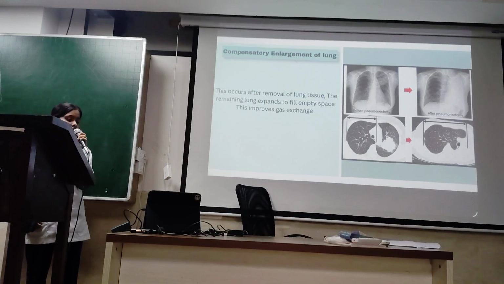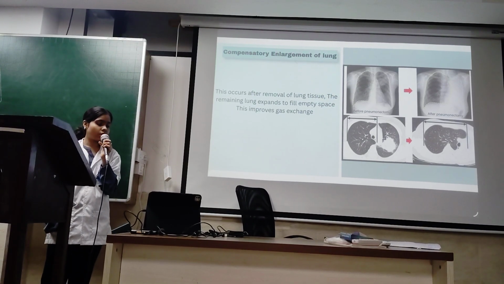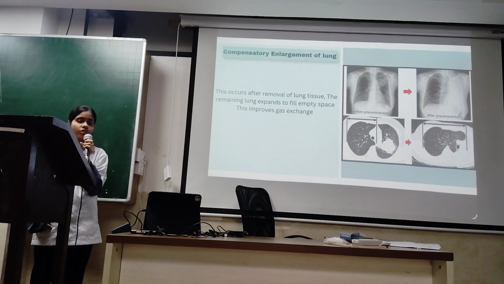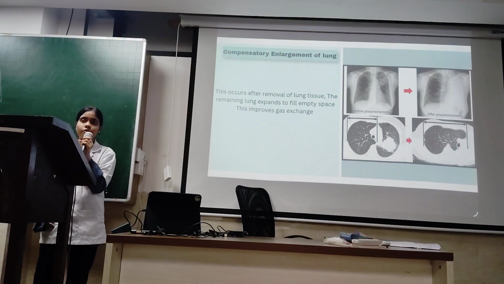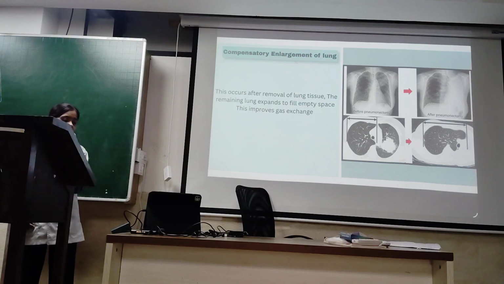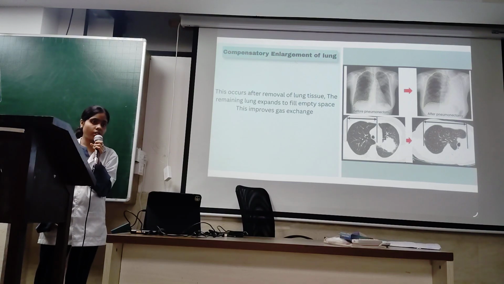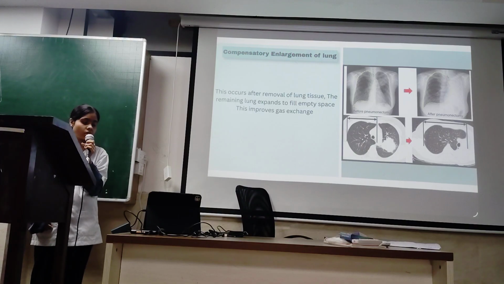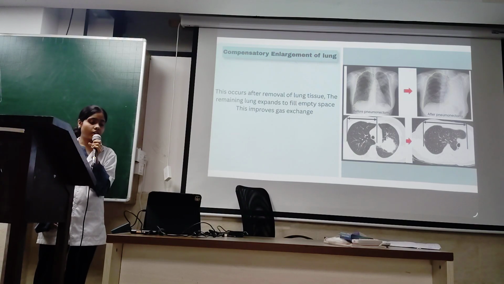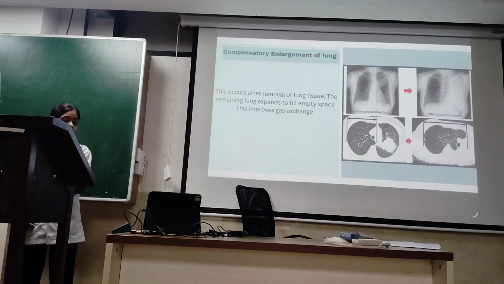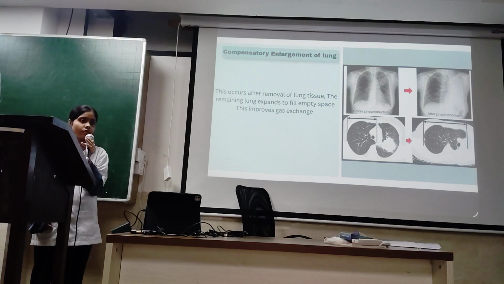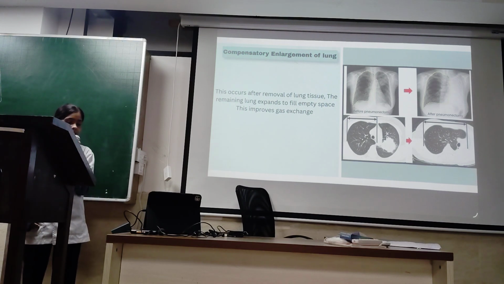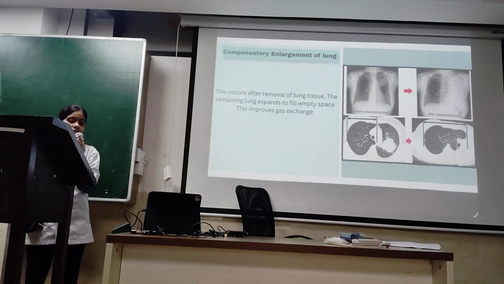So, compensatory lung enlargement occurs after removal of lung tissue. The remaining lung expands to fill the chest space. This improves gas exchange. As we can see in the first picture, the two lungs are present in their anatomical position. But after the surgery, the right side of the lung is expanded because the left side of the lung is removed. So due to this, there is expansion and mediastinal shift of the right side of the lung.